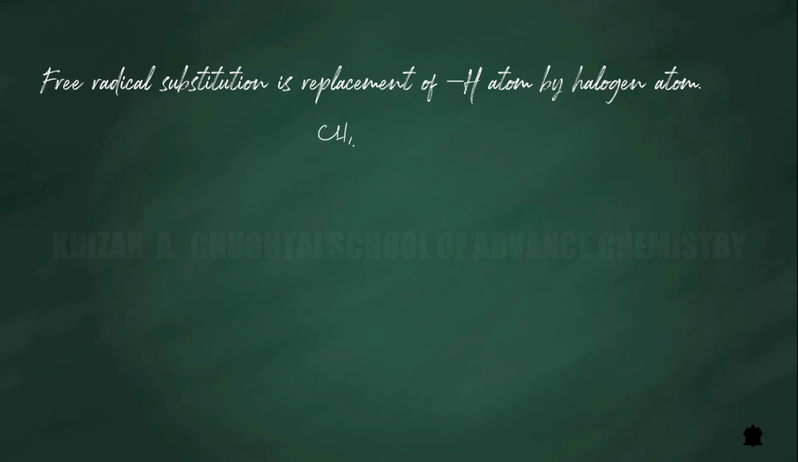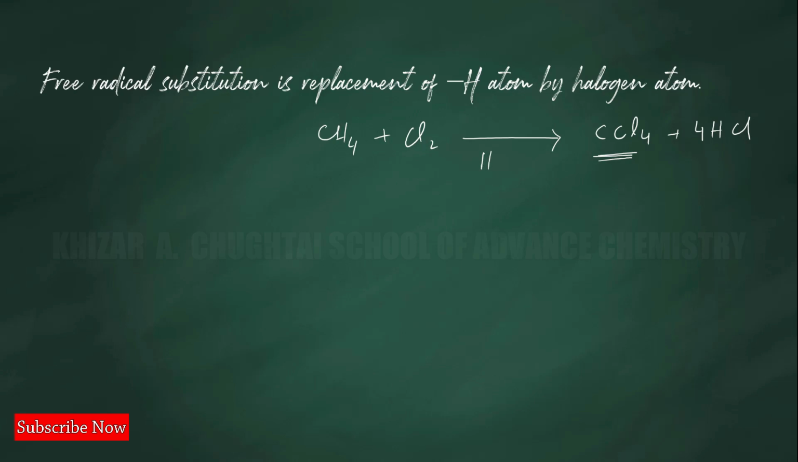when an alkane like for example CH4 is allowed to react with halogen like Cl2, we will get CCl4 and HCl molecules. The formation of CCl4 is the basic evidence that there is a replacement of hydrogen atom one by one by the halogen atoms. This reaction can also be done by heating in dark.